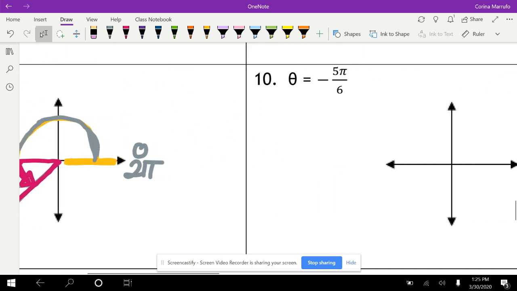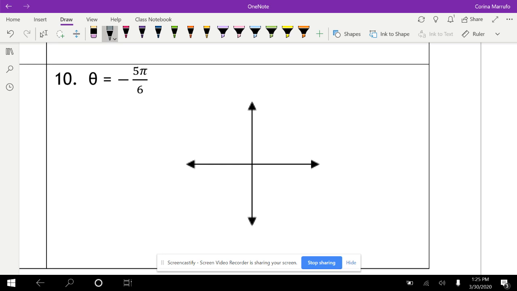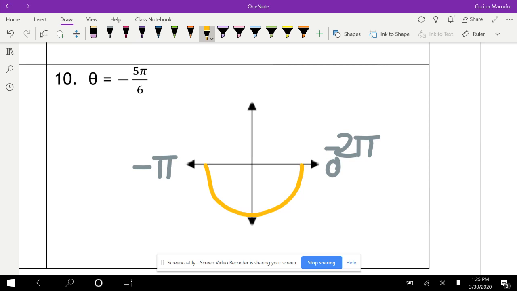All right, the next one. So here theta is equal to negative 5 pi over 6. It is negative, so we go in the negative direction. So here's 0. This is negative pi. And once we come all the way around, this is negative 2 pi. We have 5 pi over 6. From here to here is 1 pi. We cut this into 6 equal pieces. So this would cut it in half, and then this would be 1, 2, 3, and this is 1, 2, 3. So that's a total of 6 pieces.